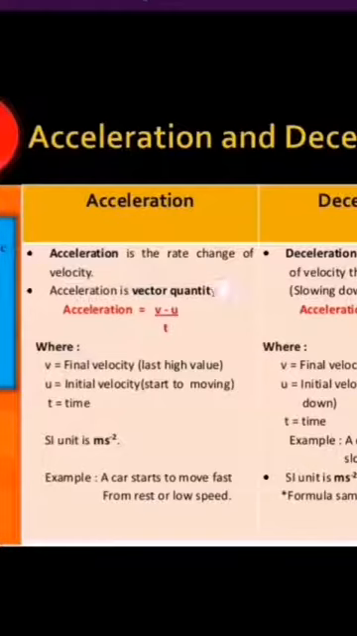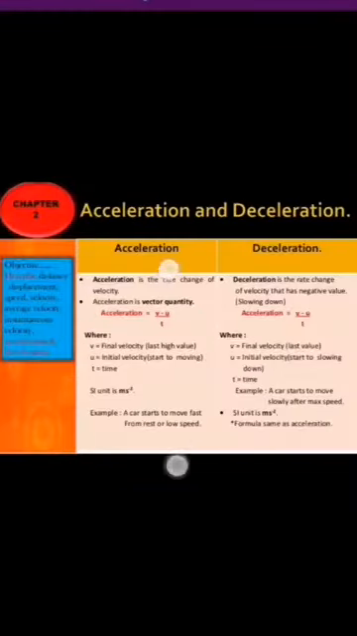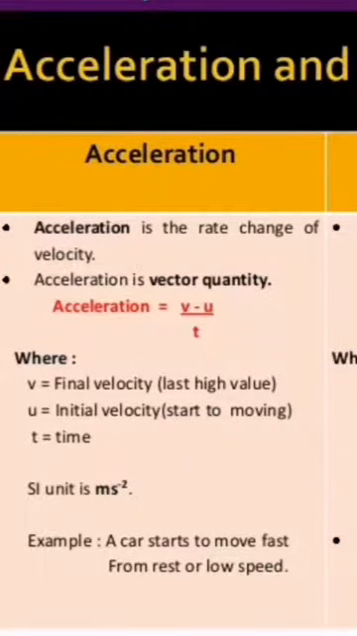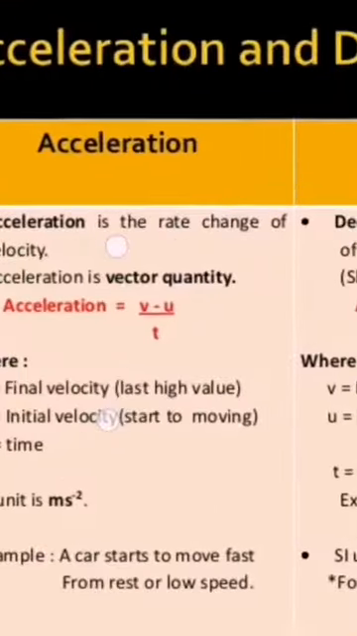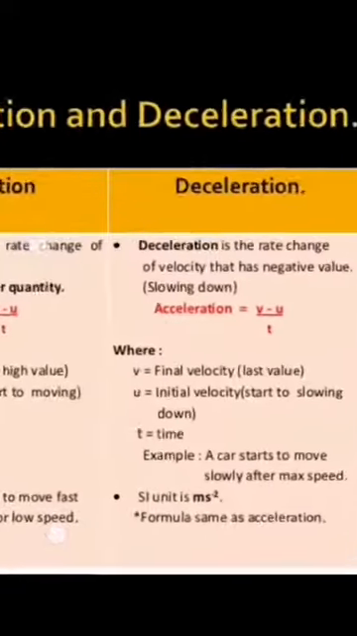Acceleration is equal to v minus u divided by t, where v is the final velocity, the last value of the velocity, u is the initial velocity or starting velocity, and t is the time taken. SI unit is meter per second square. For example, a car starts to move fast. A car starts from 15 meter per second velocity, and after 15 seconds it gains, let's suppose, 100 meter per second velocity. Then its acceleration is 100 minus 15 divided by 15 seconds. So we get positive acceleration.